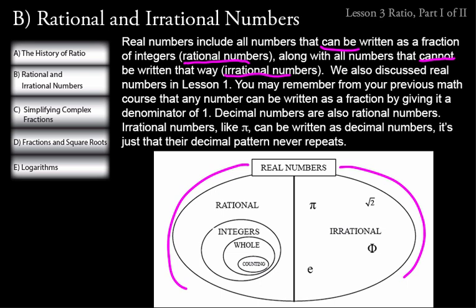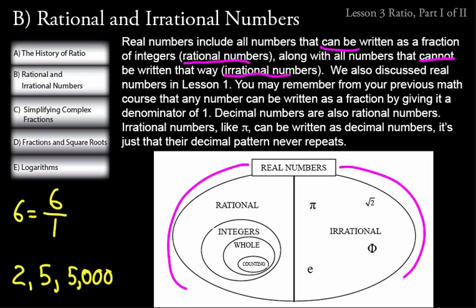Now you may remember from your previous math course that any number can be written as a fraction by giving it a denominator of 1. And so 6, for example, we could make into a fraction just by writing it over 1, 6/1. So we can say that equals 6. So hopefully you know that already. And that's why we can think of numbers like 2, 5, 5,000, anything else, as a rational number, because we can always write it over 1.